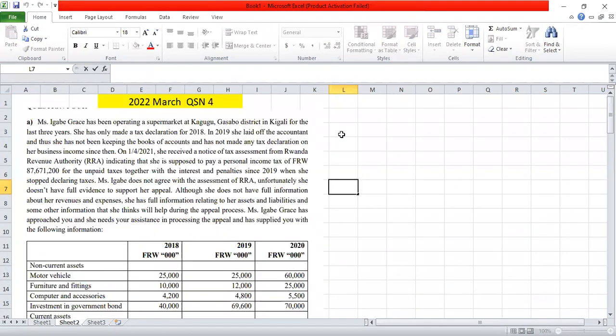This is a question of March 2022, question number 4. Miss Igabe Grace has been operating a supermarket at Kagugu, Gasabo district in Kigali for the last 3 years. She has only made a tax declaration for 2018. In 2019, she laid off the accountant, and thus she has not been keeping the books of accounts and has not made any tax declaration on her business income since then, meaning no declaration for 2019 and no declaration for 2020.